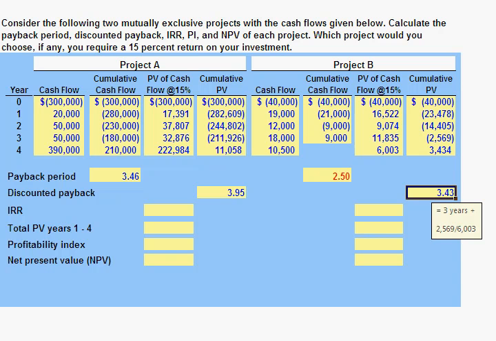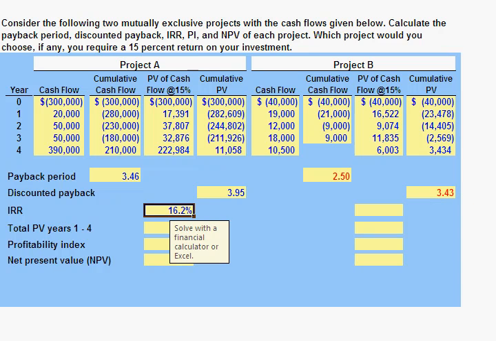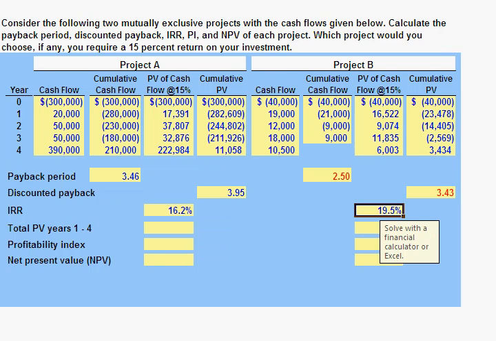If we were to apply the discounted payback criteria, we would select Project B as it has the shorter discounted payback period. We can calculate the IRR of each of our projects using a financial calculator or an Excel function. We find the IRR for Project A is 16.2%, while the IRR for Project B is 19.5%. Based on the IRR criteria, we would select again Project B as it has the higher internal rate of return.